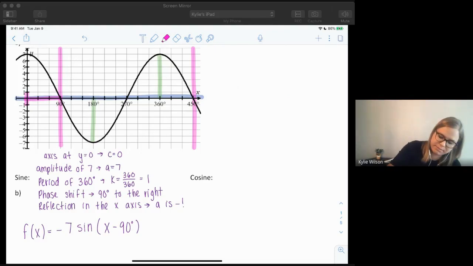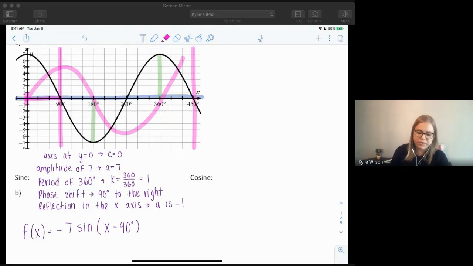So again, my sine usually starts here and looks like this. Now it's upside down, so I know that there was a reflection, and it's starting here, so I know that it was moved over to the right 90 degrees.